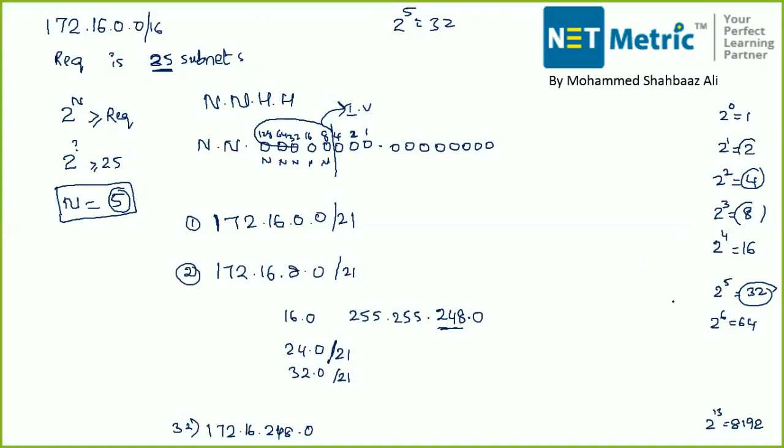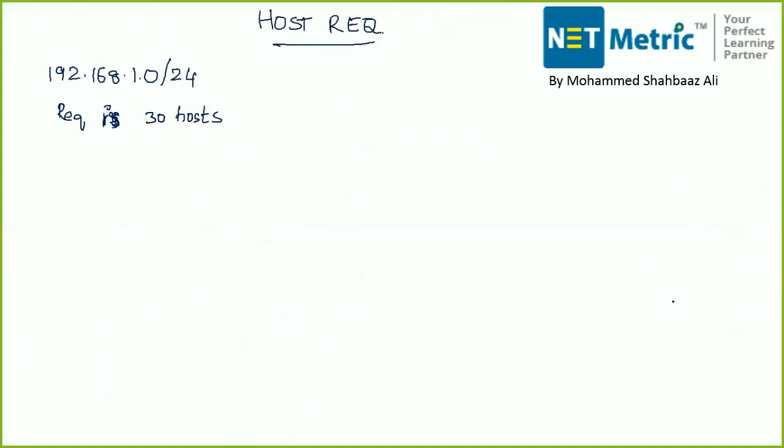Similarly, now the requirement is 30 IP addresses. We need to divide a network into multiple subnets, but we need to make sure that every subnet has a minimum of 30 IP addresses. Since the method is changed, the formula is also changed. For the host requirement, the formula will be 2 to the power of h minus 2 should be greater than or equal to the requirement. Why minus 2?